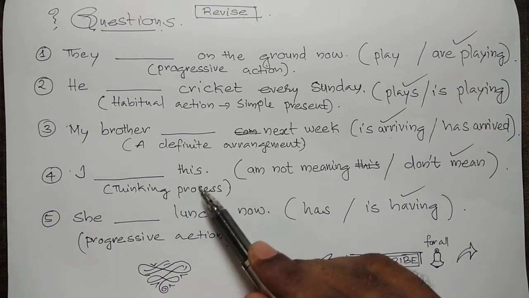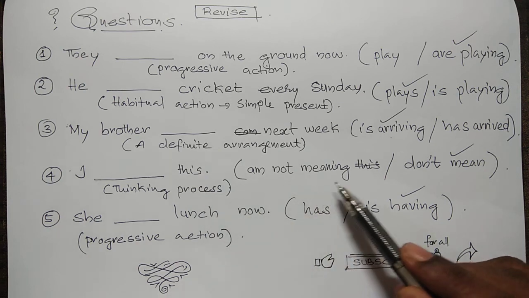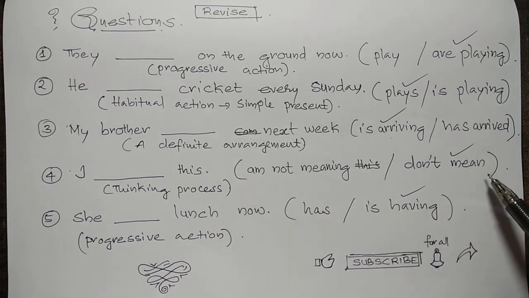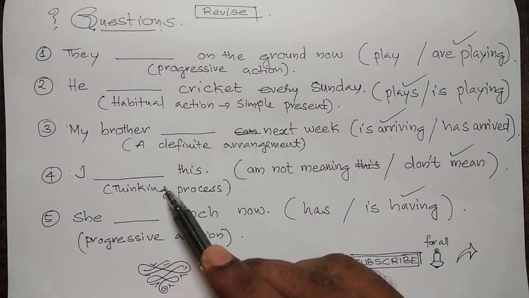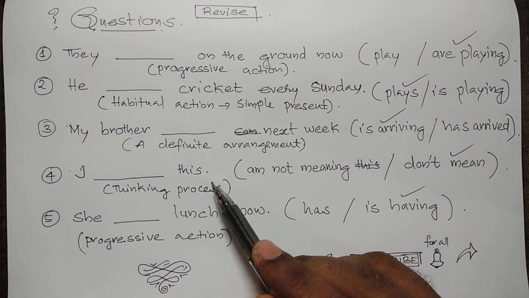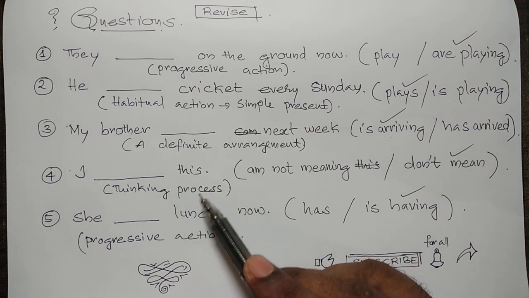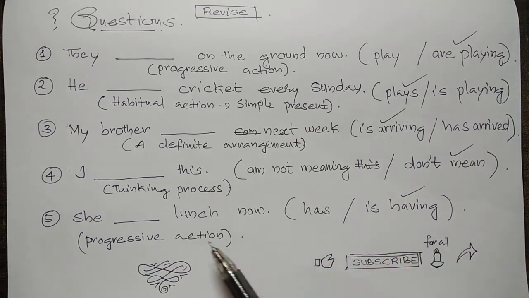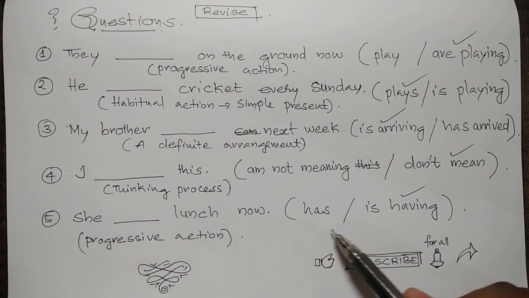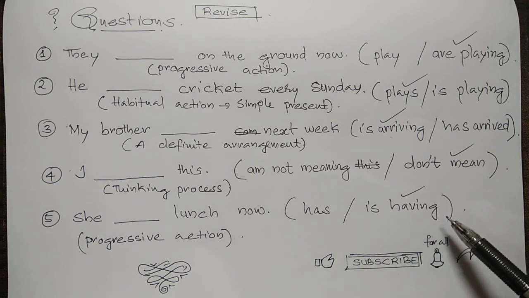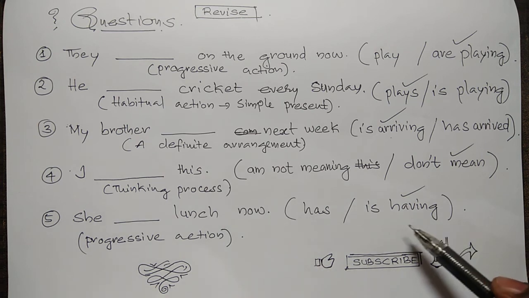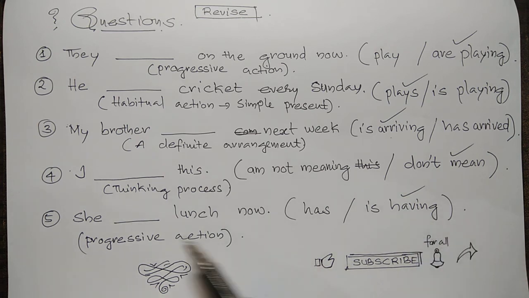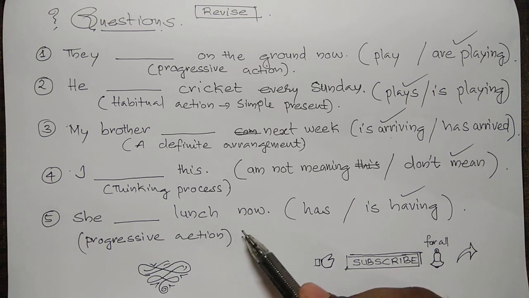Fourth one, I dash this. Am not meaning, don't mean. It's a thinking process. So I don't mean this. That is right. I don't mean this. Not I am not meaning this. Fifth one, she dash lunch now. Has or is having. It's a progressive action. So we use present continuous. That is having. She is having lunch now.